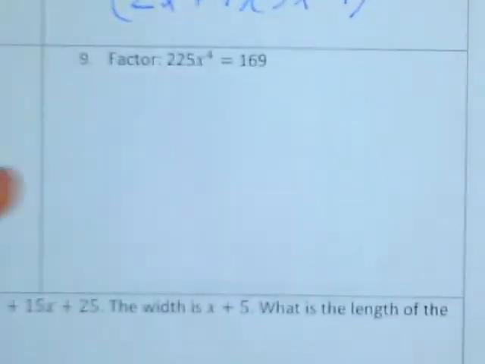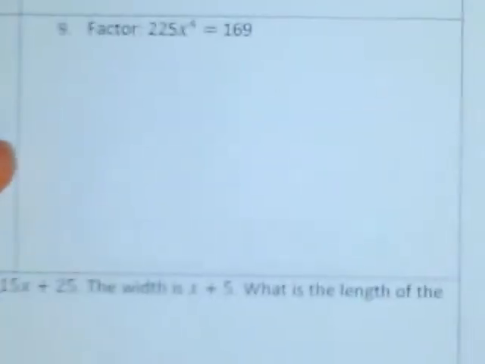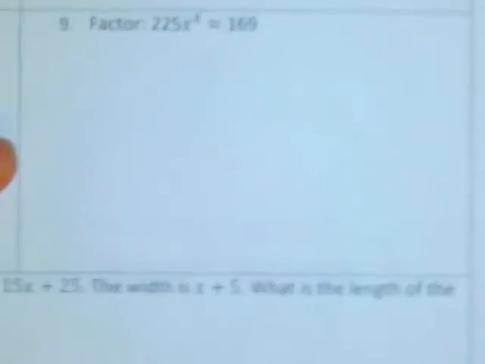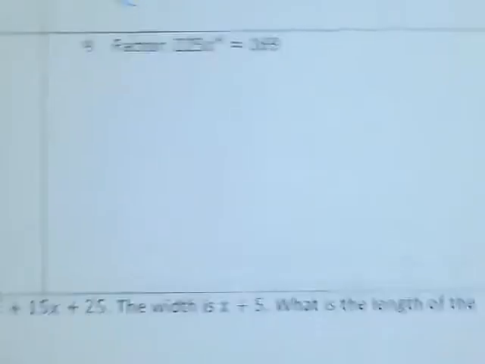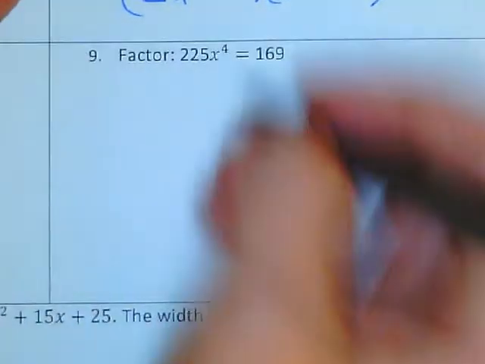Number 9 on the sheet. Okay, so this one we are factoring, and the first thing I notice is that there's an equal sign. When I factor and there's an equal sign, I have to do something about it because when we factor, everything's on the same side, like a standard form.